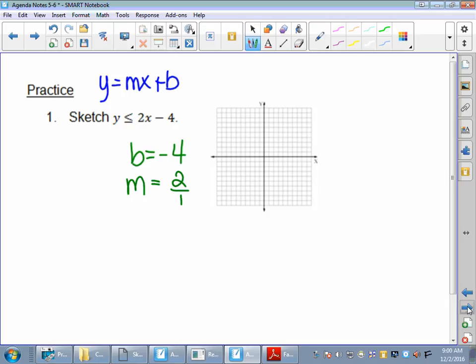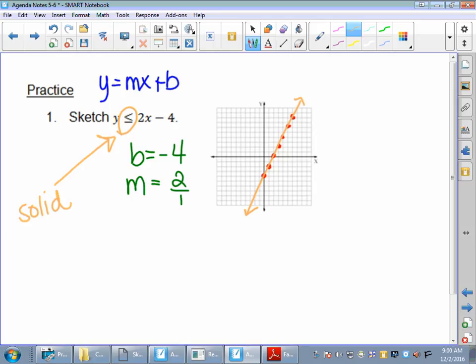So I'm going to go to negative 4 on my graph. I'm going to go up 2, right 1. Now, before I connect these and call it good, I need to decide if this is going to be a dashed or a solid line. Sometimes I even look at this right at the beginning so I don't forget to check. This is what tells me if it's dashed or solid. So since it's a less than or equal to, it's going to be a solid line. So I can just go ahead and connect these dots.